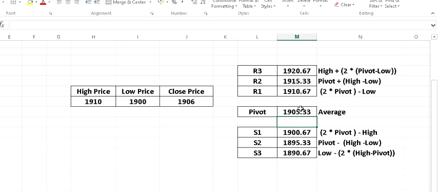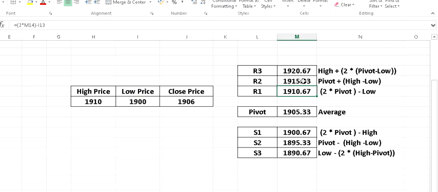Okay, to calculate the resistance points, just like I have highlighted on the right side the calculation, you multiply 2 times pivot. Okay, you multiply 2 times pivot and then you subtract the low price. This is our low price, 1900, so that means 2 times 1905.33, the value you subtract by 1900. Okay, that should give you the first resistance level, which is resistance 1.